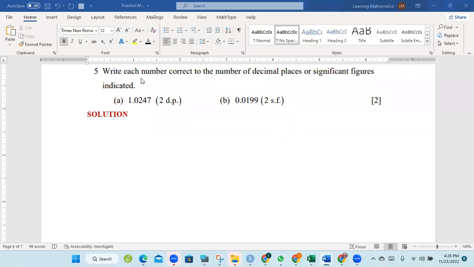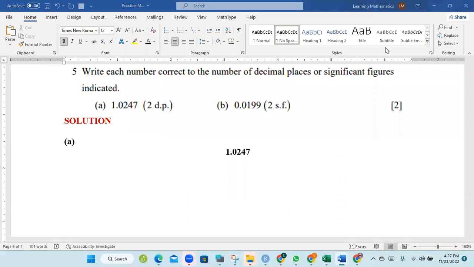This question says, write each number correct to the number of decimal places or significant figures indicated. So we're going on to scenario A. Scenario A is 1.0247 to 2 decimal places.